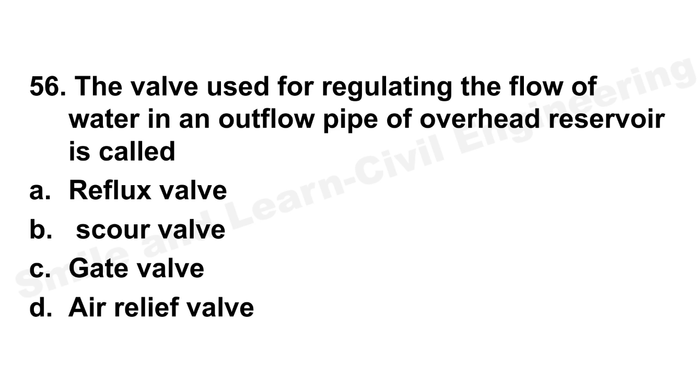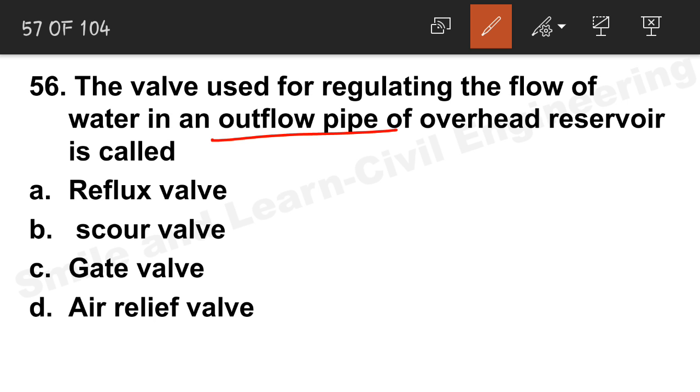Question number 56. The valve used for regulating the flow of water in the outflow pipe of an overhead reservoir. So, for the outflow pipe, we will use the gate valve. It will control the flow, how much amount of water it needs to let go. So, that controlling of the flow amount of water is done by the gate valve.